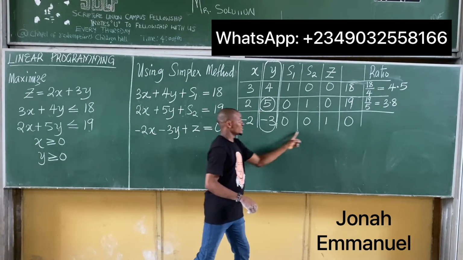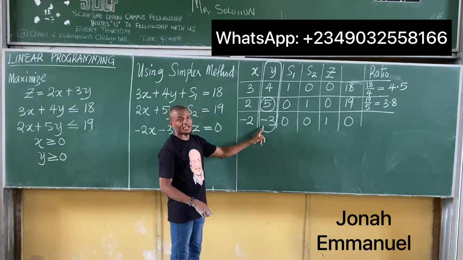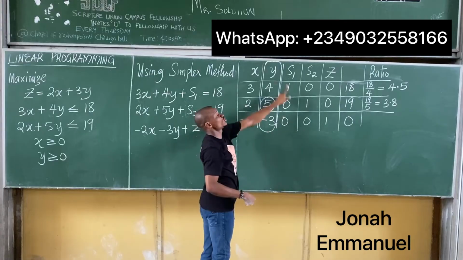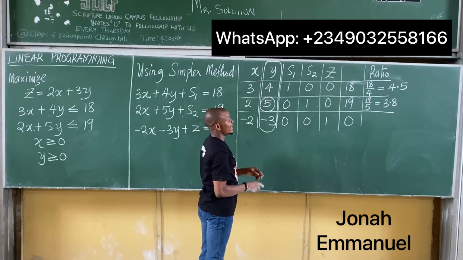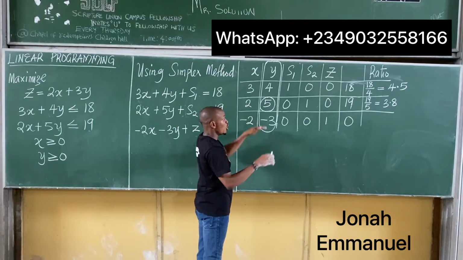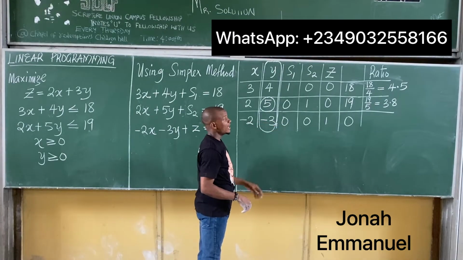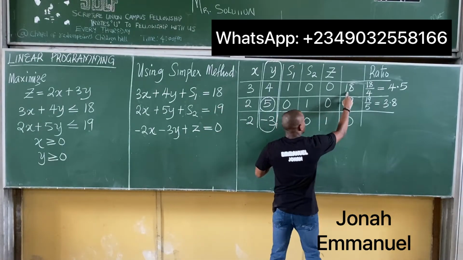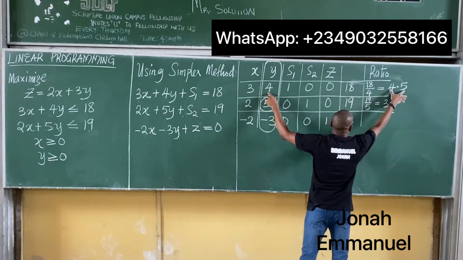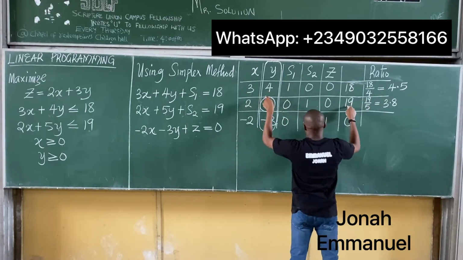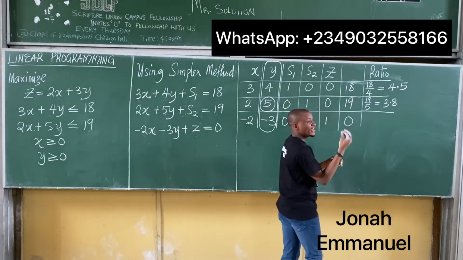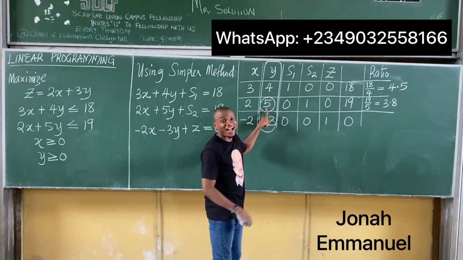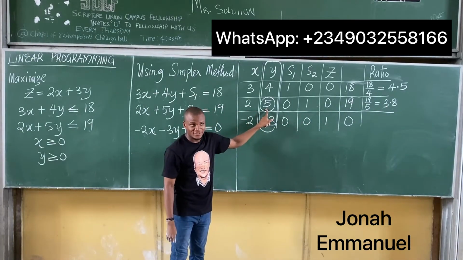From here, the most negative is minus 3. So this becomes the maximum column, the choosing column. How do you know the pivot element? You don't consider this. It's simply your answer divided by this one. This one here, divided by this, you get this. Pick out the least value. The least value is 3.8. It comes from this. So 5 becomes your pivot element.